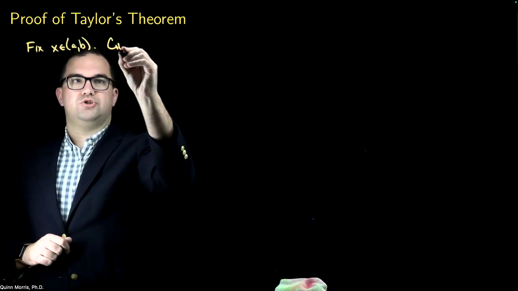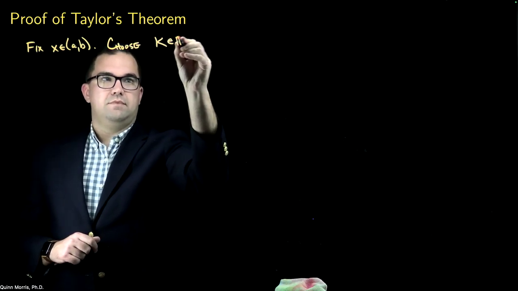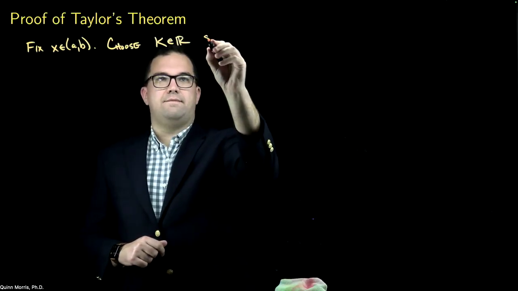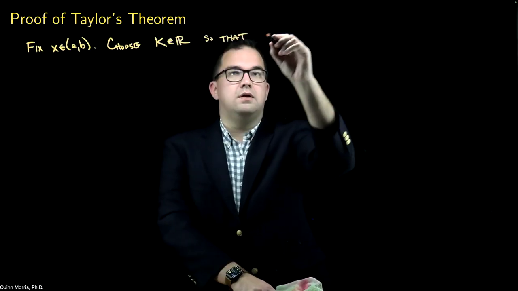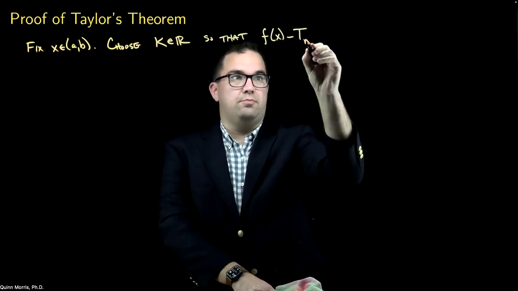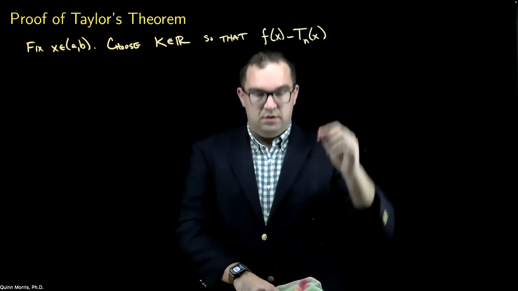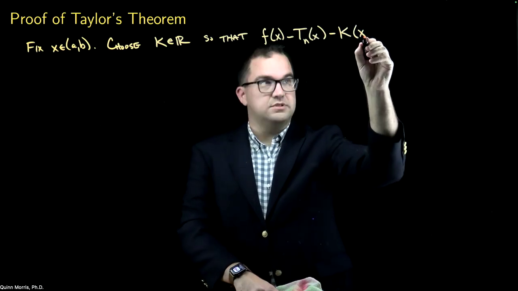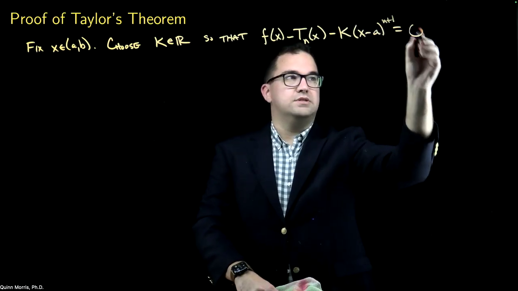And the first thing we're going to do is choose a constant. I'm going to call it capital K. It's just some real number. So choose a real number K so that f of x minus the Taylor polynomial portion of that function at x minus K times (x minus a) to the n plus 1 is equal to 0.